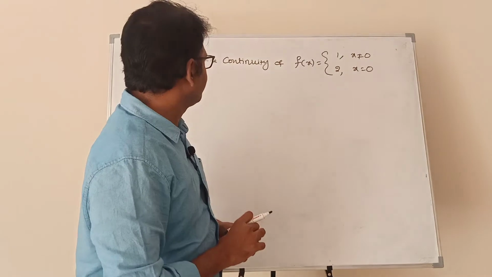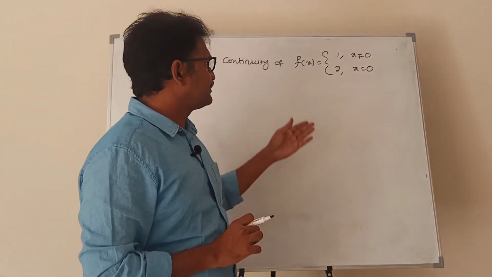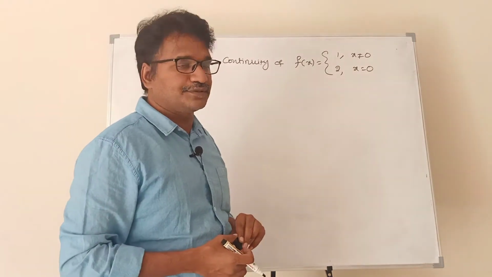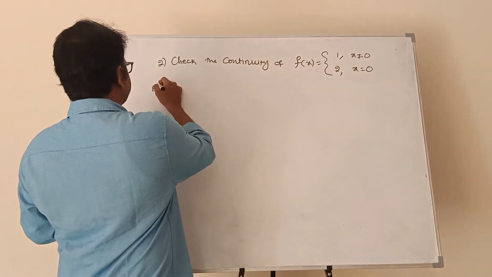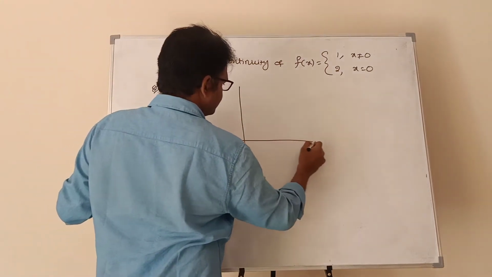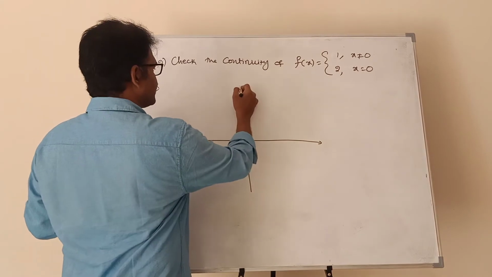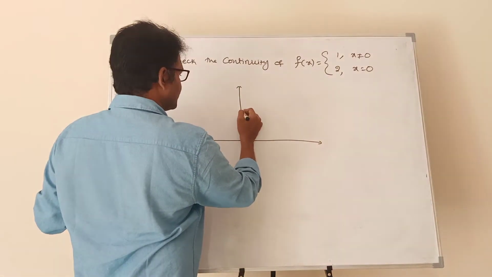Next, second problem. Check the continuity of f of x equal to 1 if x not equal to 0, and 2 if x equal to 0. So first, we draw the graph for this problem. We can do this problem with a graph or without a graph.